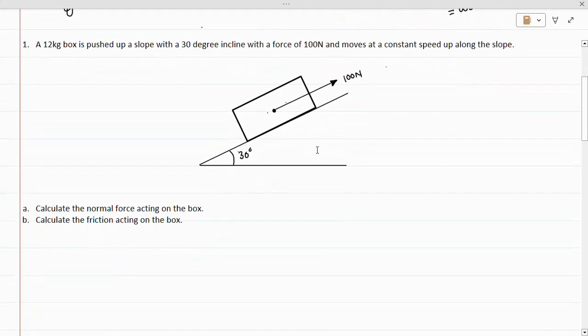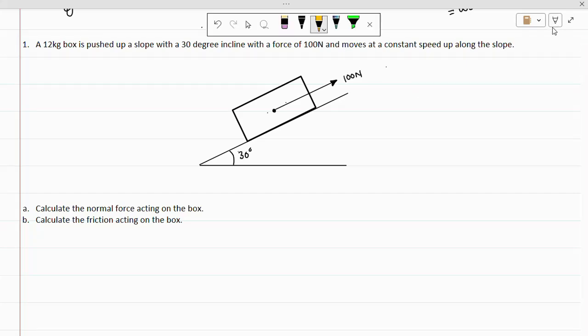All right, so the first example says, a 12 kg box is pushed up a slope with a 30-degree incline with a force of 100 newtons, right? So we're applying a force of 100 newtons up the slope, okay? And it moves at a constant speed, right? So this is one of the things that we always need to highlight. We have the applied force, that's perfectly fine. The moment they tell you constant speed, this tells you that there is no acceleration up the slope.